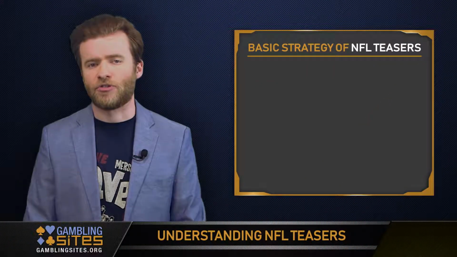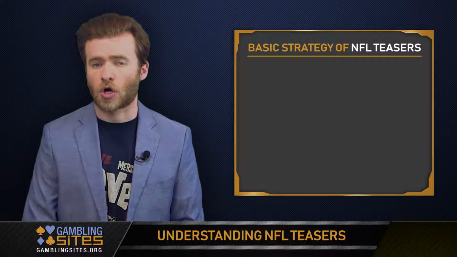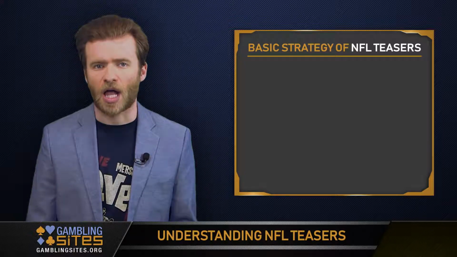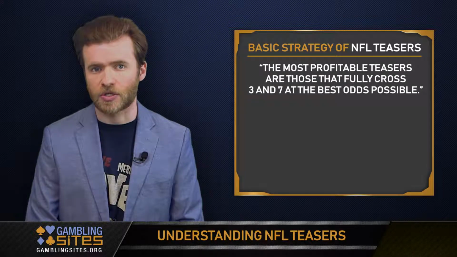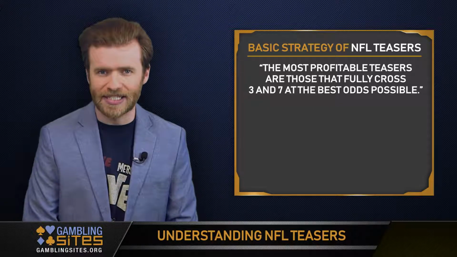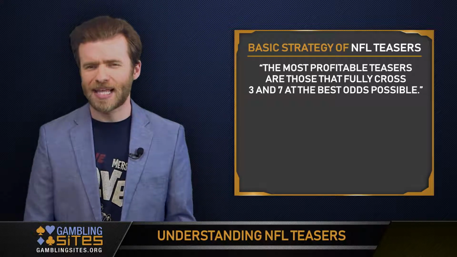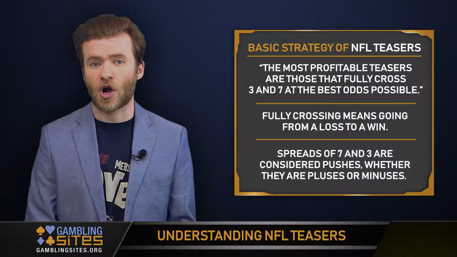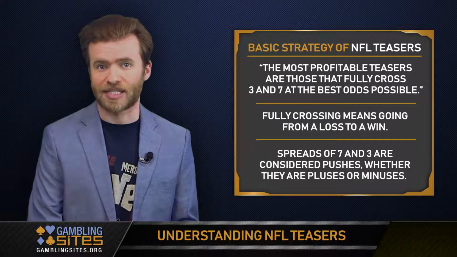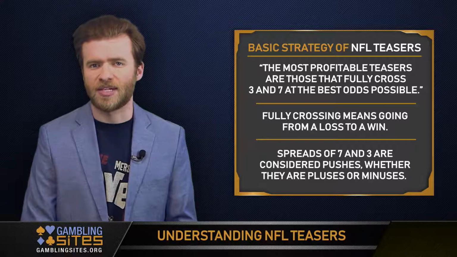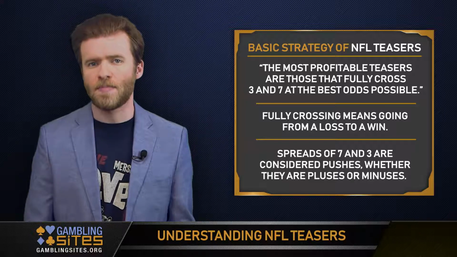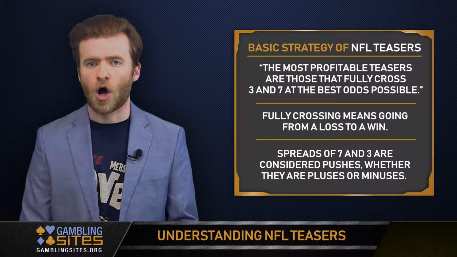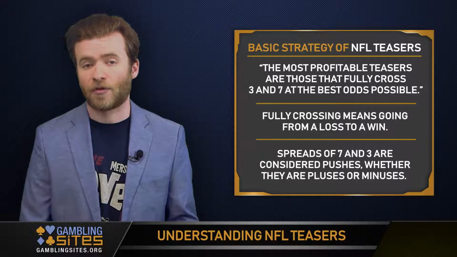Let's get into some basic strategy. The most common margins of victory in NFL games are 3 points and 7 points. Because of that, basic strategy is essentially based on the following premise. The most profitable teasers are those that fully cross 3 and 7 at the best odds possible. But what does that mean? Fully crossing means going from a loss to a win. Spreads of 7 and 3 are considered to be pushes, whether they come on the plus side or on the minus side. Teasing minus 7 to minus 1 or plus 3 to plus 9 wouldn't be part of basic strategy because both of these examples would be teased from a push to a win on one of the two required numbers, and not from a loss to a win.